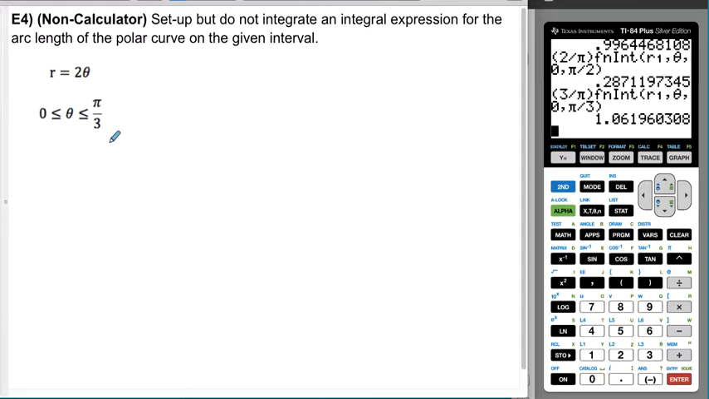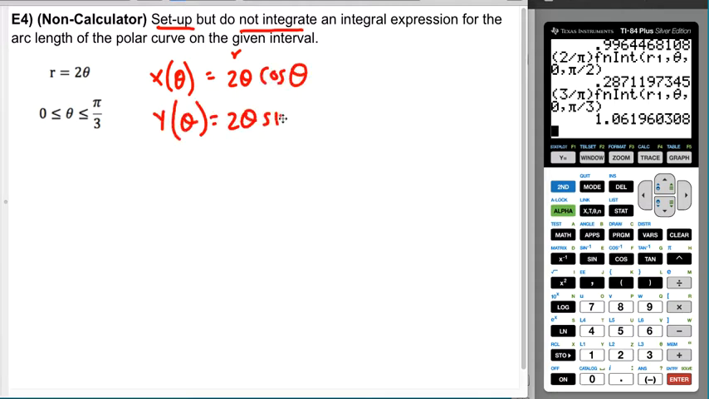All right, so set up but do not integrate an integral expression for the arc length of the polar curve. So set up but do not integrate means it doesn't have to be pretty. You just have to carefully make sure that it has every piece it needs. You don't simplify a lot. So first thing I need is x of theta. Well, that's going to be r, so 2 theta cosine theta. And my y of theta is going to be r sine theta, right?